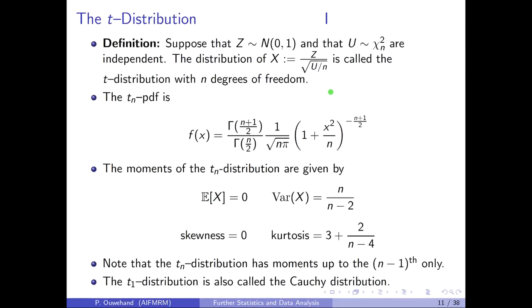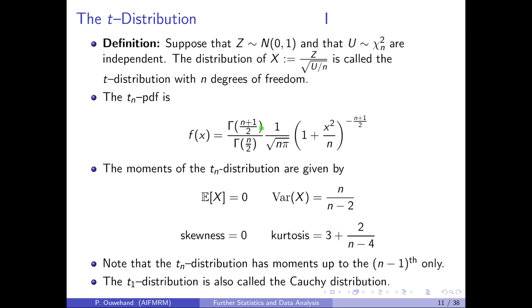The next distribution that we consider is the t-distribution. Suppose that z is standard normal, and that u is chi-squared with n degrees of freedom, and that z and u are independent. Then the distribution of the random variable x defined to be z divided by the square root of u over n is called the t-distribution with n degrees of freedom. Where this comes from will be apparent very soon when we consider the distributions of the sample mean and variance of the normal distribution. The t-distribution with n degrees of freedom has the following probability density function, which we won't prove here.